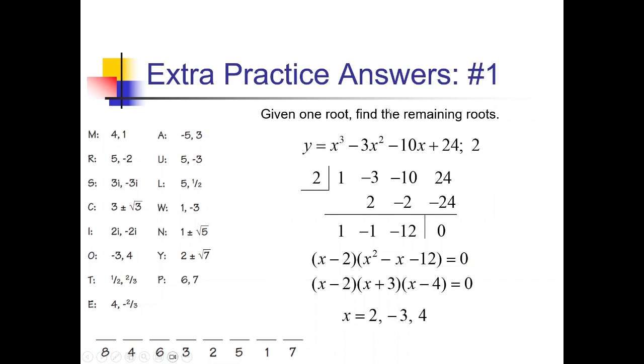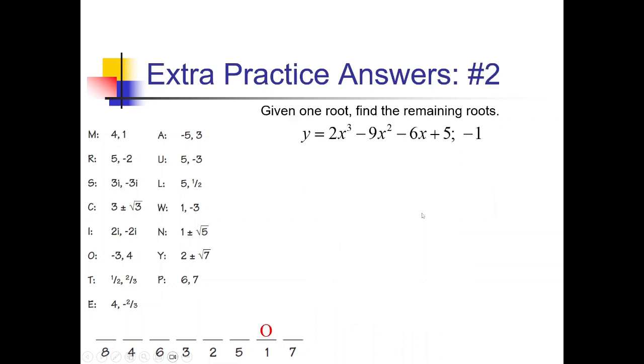So we're just finding the remaining roots, so I'm not going to see this 2 listed in the answers, but I will be looking for the negative 3 and the 4. Negative 3 and 4, I see that, let's see here, where is it? Right here. This is going to be letter O, so that's what goes in spot number 1.